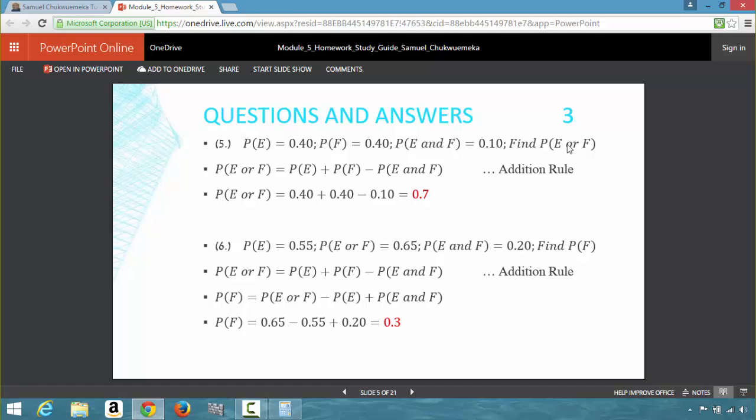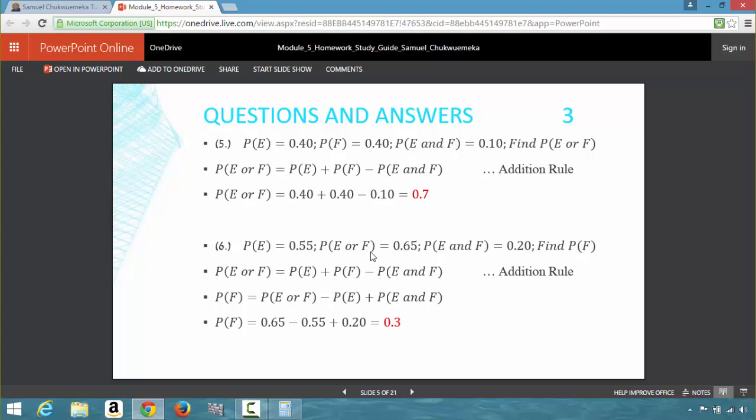Find the probability of E or F. Or is the union. So this is a probability of E or F. We use the addition rule, and this is the formula right here. You might want to take it down. This is the formula. So when you do that, you get 0.7.